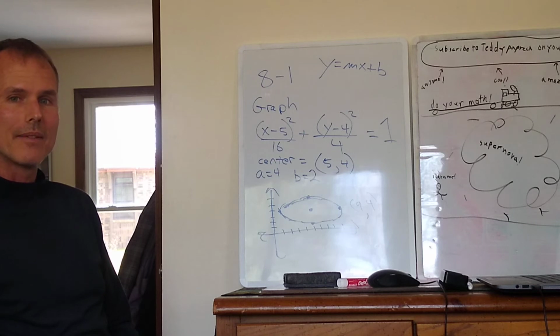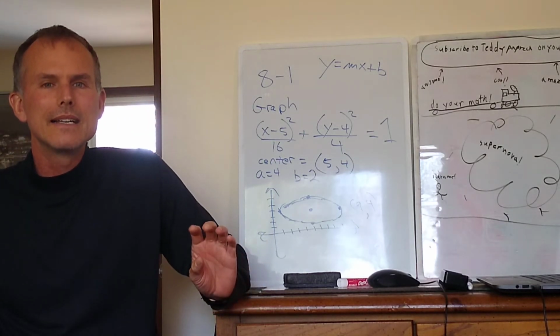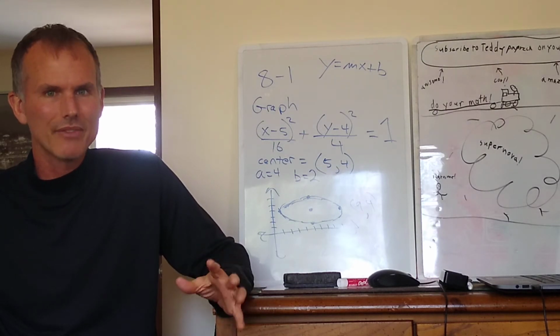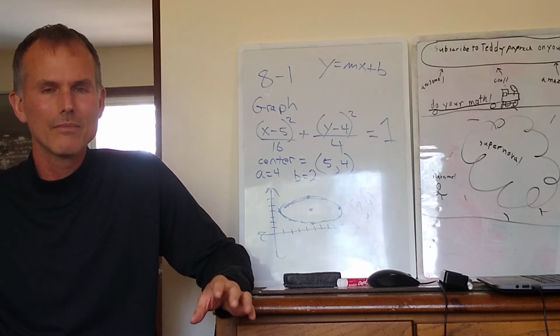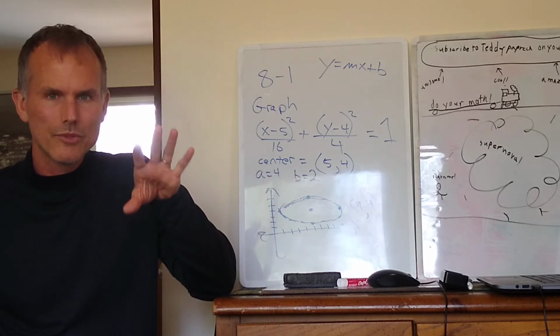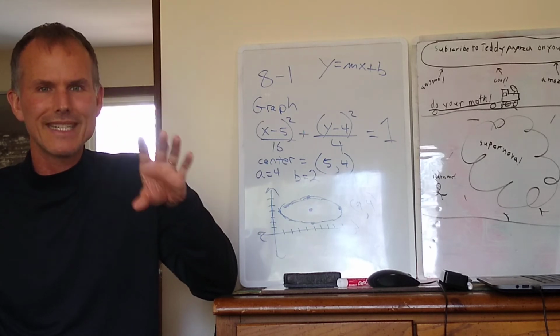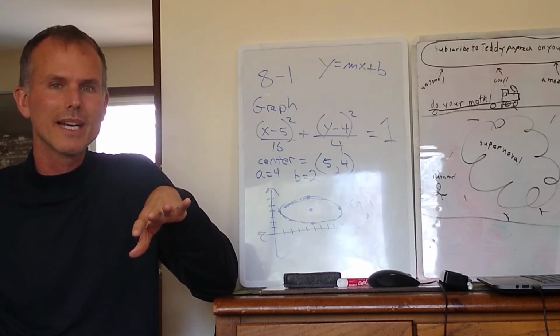Listen, I can't emphasize this enough. To do a problem like this, draw a picture. Even if it doesn't say make a graph, even if it doesn't make a graph for you, draw a picture. It makes it so much easier to figure out where the vertices are. And as we'll see now, we're going to find the foci.